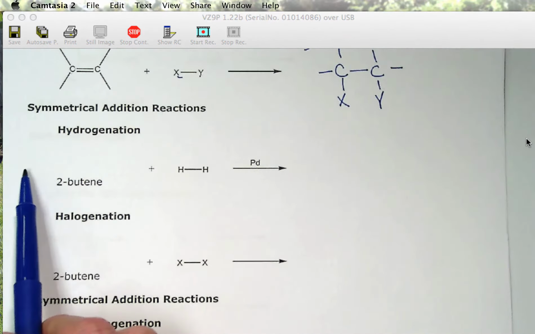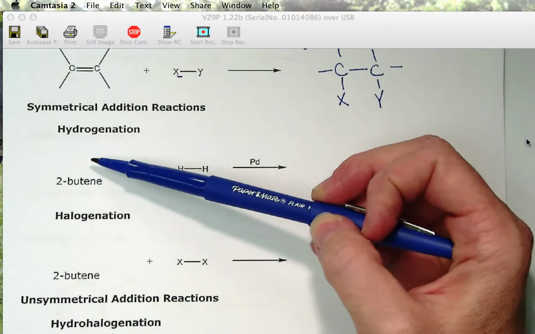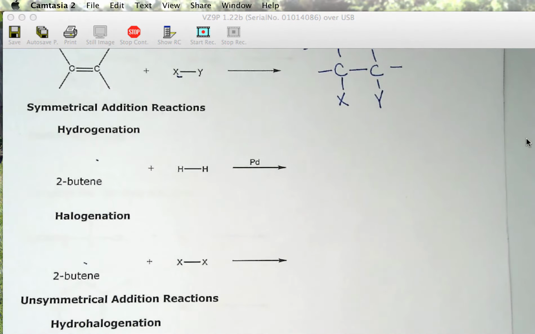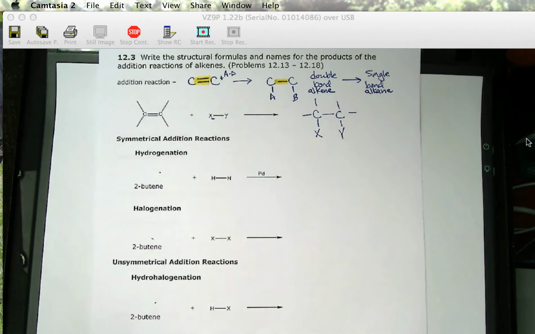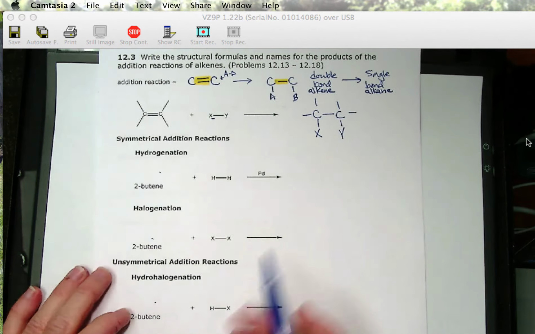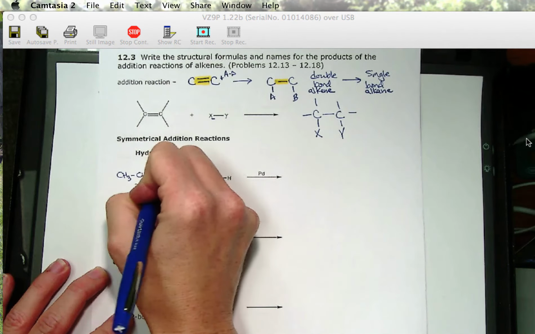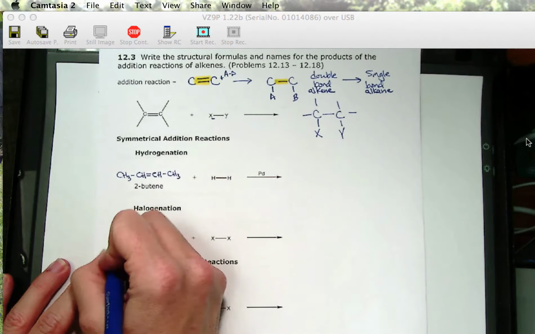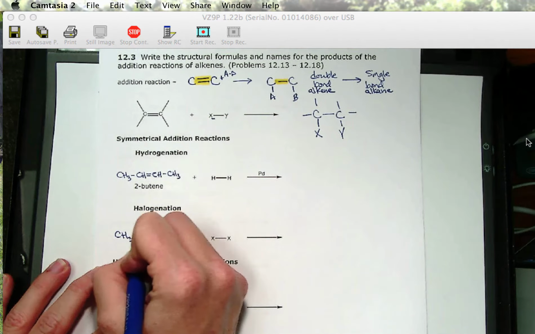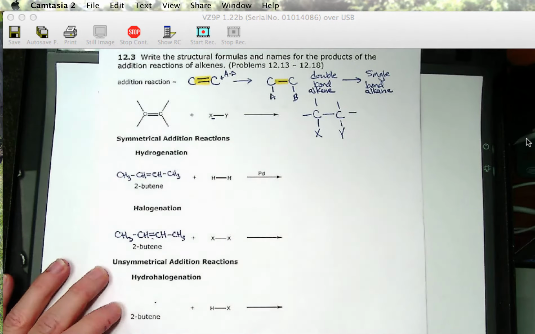All right, I want you to just draw the condensed structural formula of 2-butene. I want you to draw it 1, 2, 3, 4 times. Condensed structural formula.